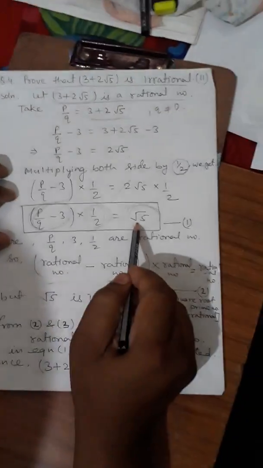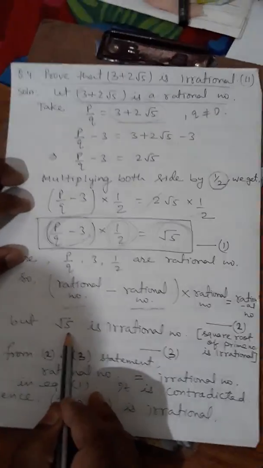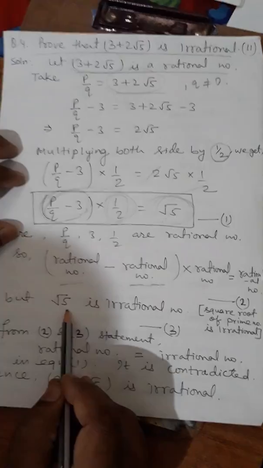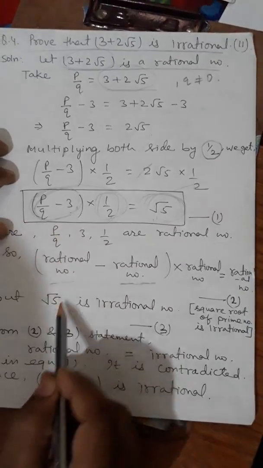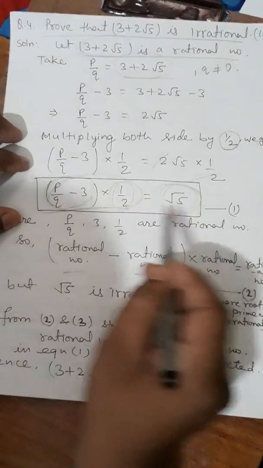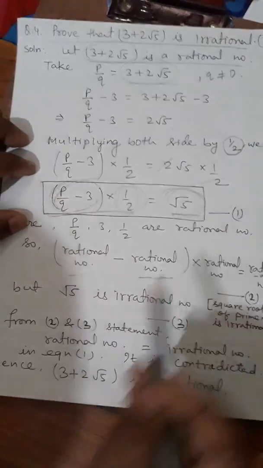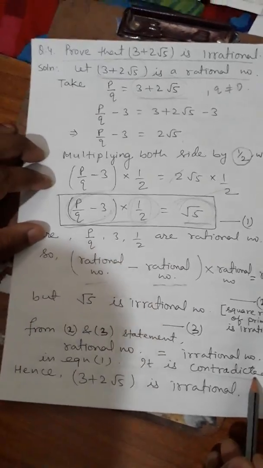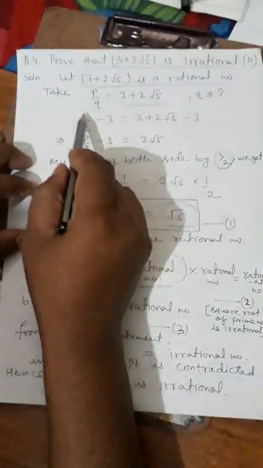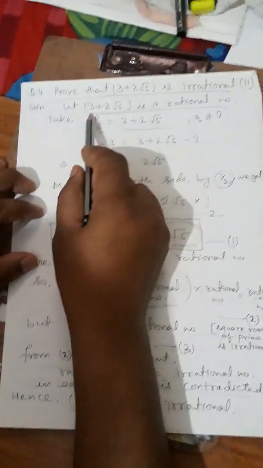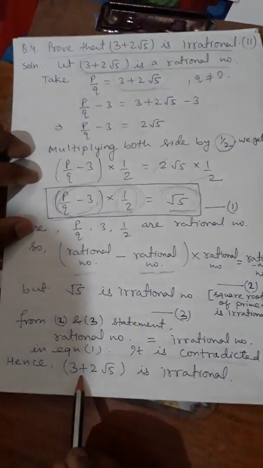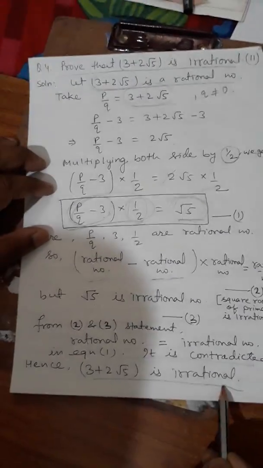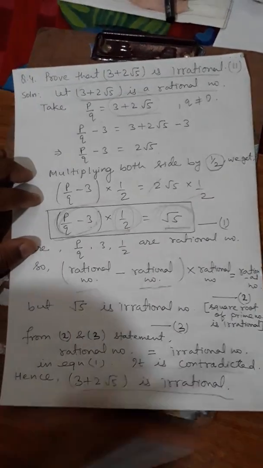But root 5 is irrational because 5 is a prime number and the square root of any prime number is irrational. So here the LHS is rational and the RHS is irrational. A rational equal to an irrational is a contradiction. So we can say p by q is not a rational number. So 3 plus 2 root 5 is not a rational number. It is an irrational number. Clear?